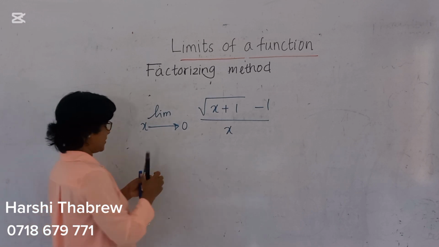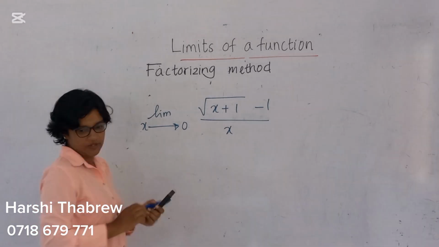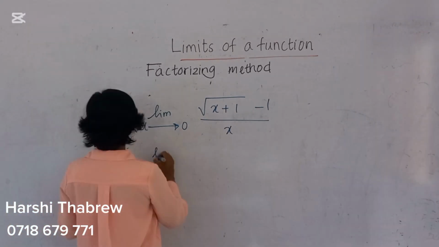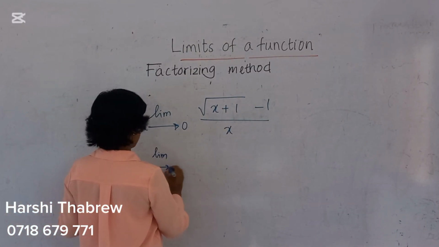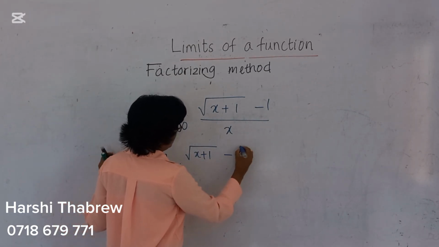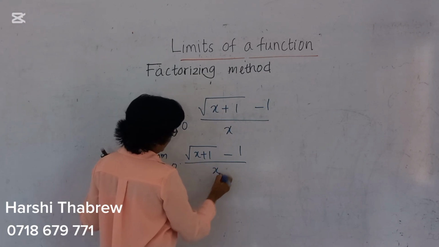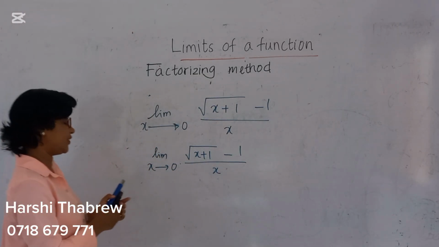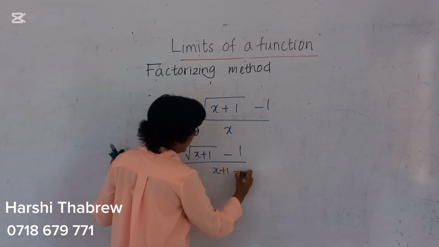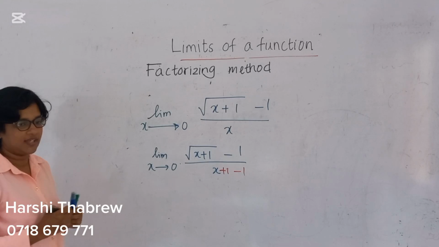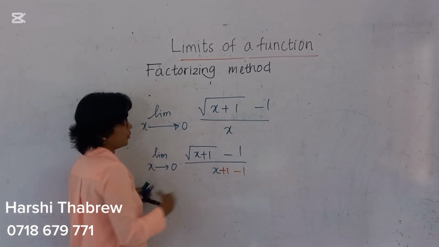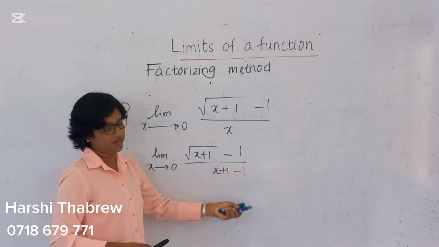I am going to teach you it. I am going to write this expression as the limit of x approaches 0, square root of x plus 1 minus 1 over x. Then for the denominator, I will add 1 and I will reduce 1. Then is there any difference? When you compare these two, I added 1 and I reduced that 1.